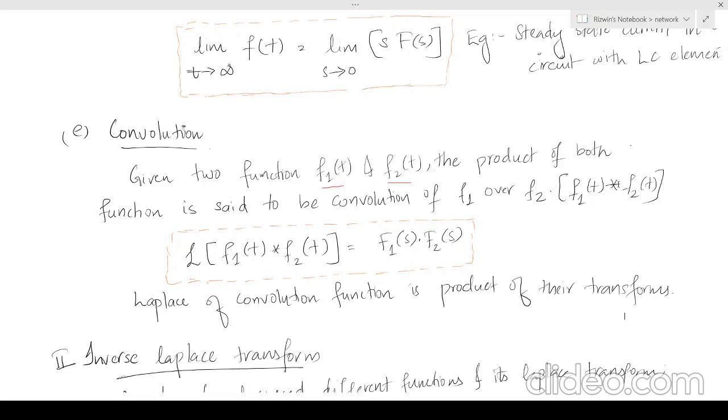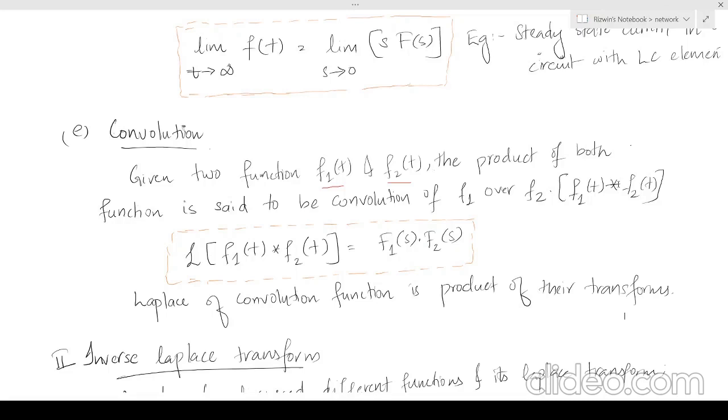The simplicity of the Laplace transform here is that, see, the reason we can't simply multiply both functions f1 of t and f2 of t is that there will be a value for each instant t1 of f1 as well as f2. So at each instant we should multiply, and that whole process is called convolution.